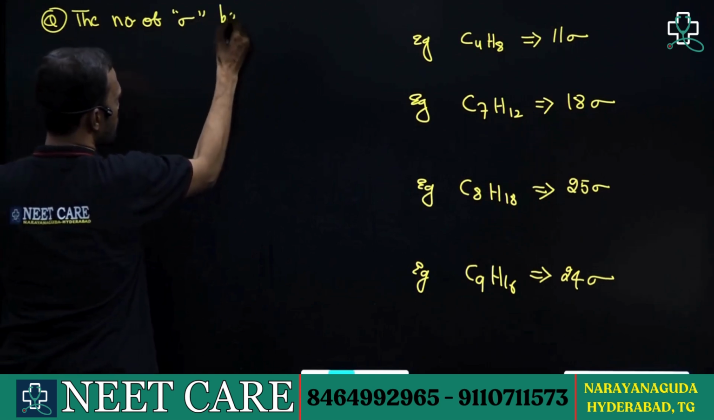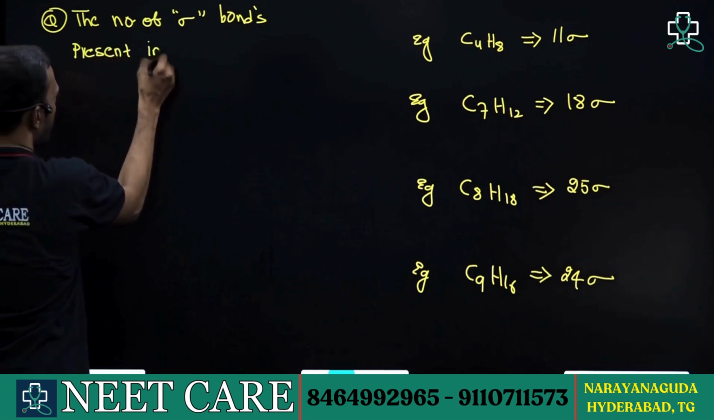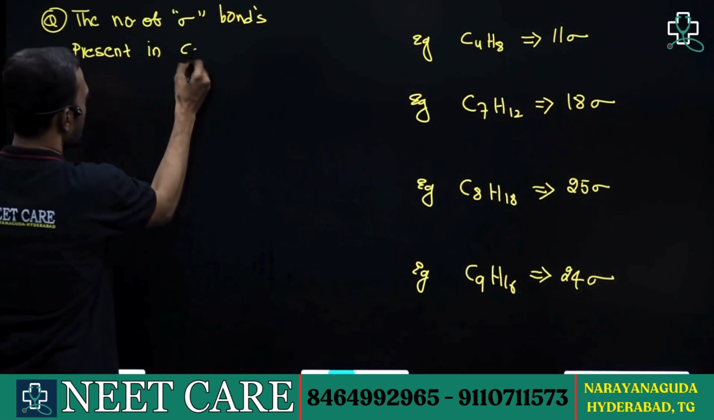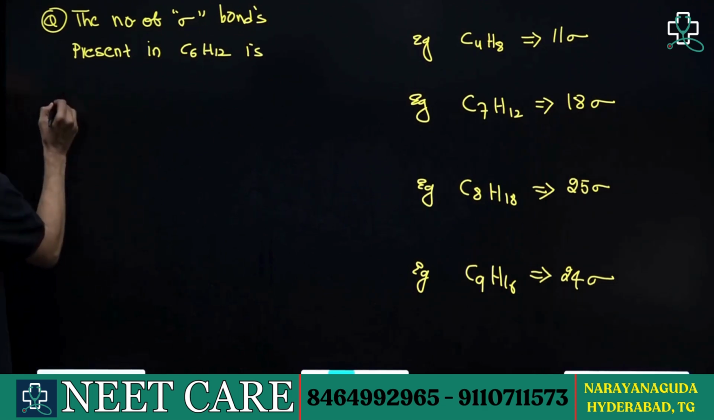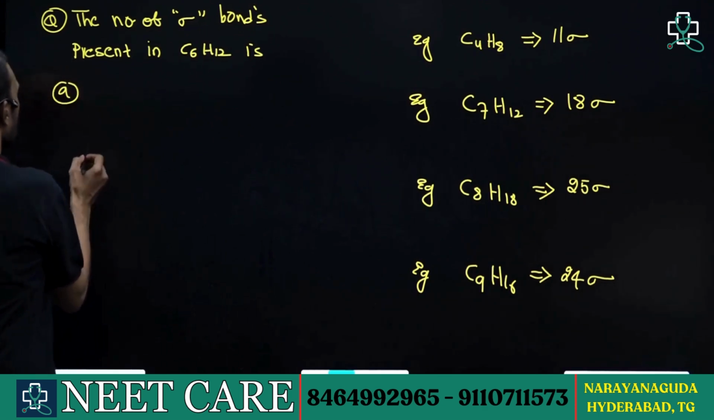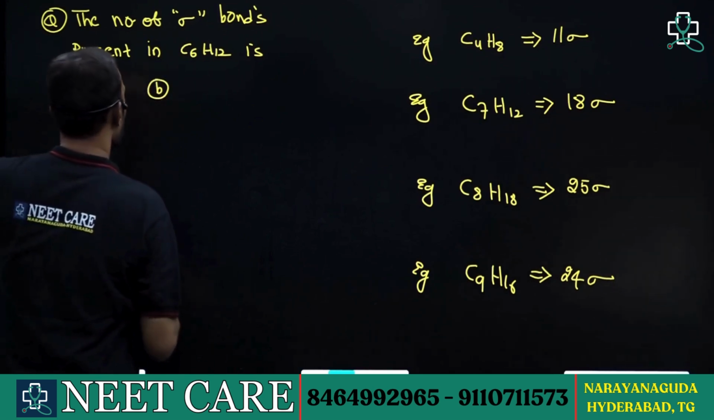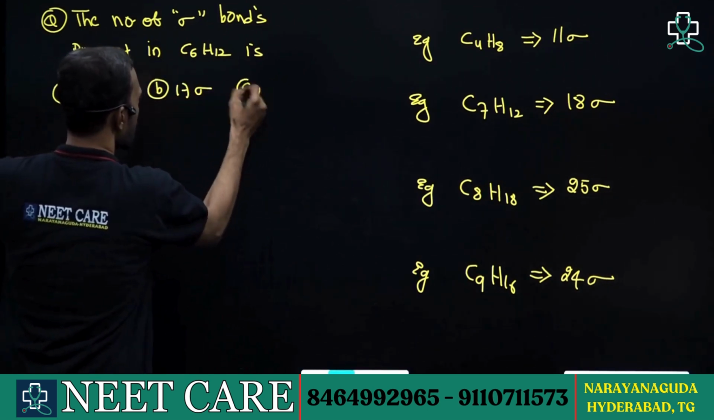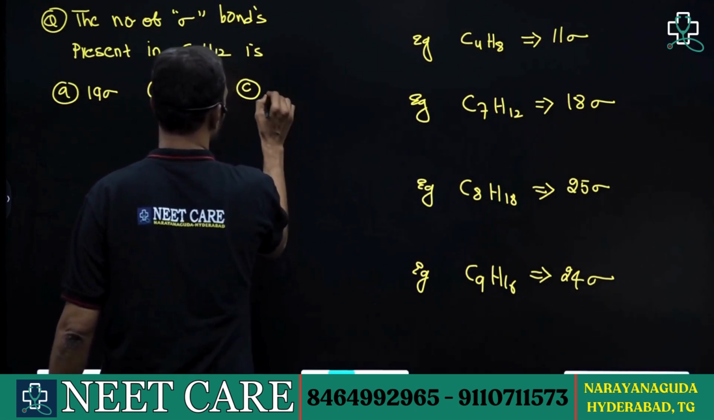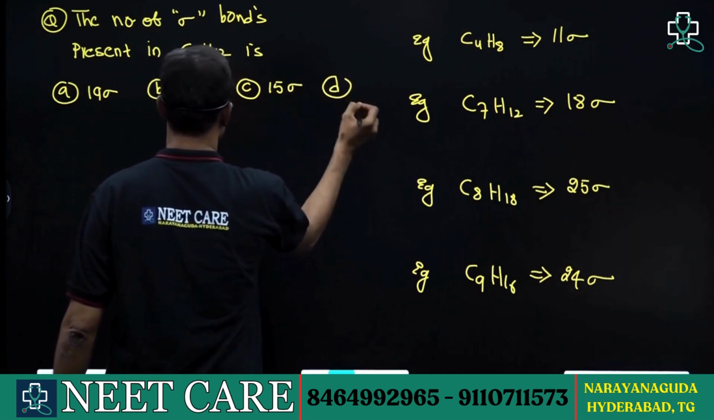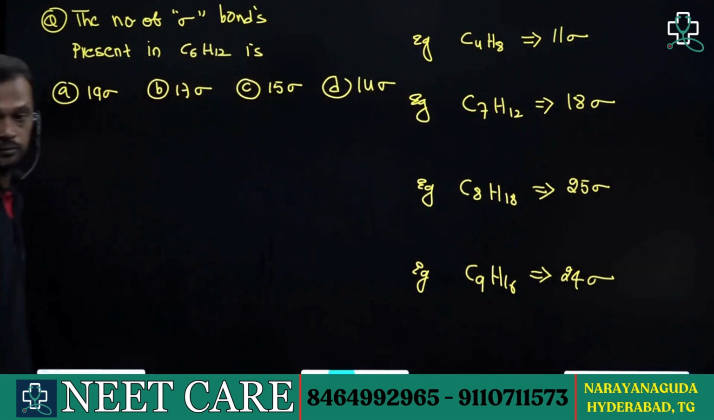The number of sigma bonds present in C6H12 is, option A, 19 sigmas, 17 sigmas, 15 sigmas, option D, 14 sigmas. Like that they will ask.